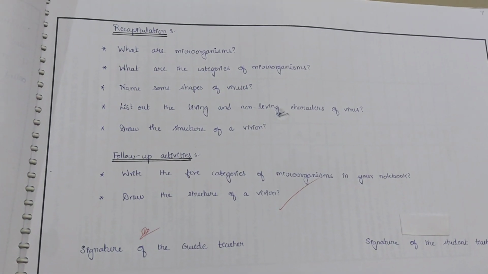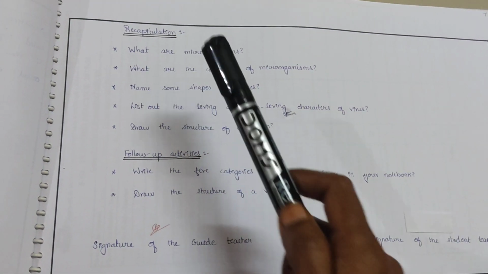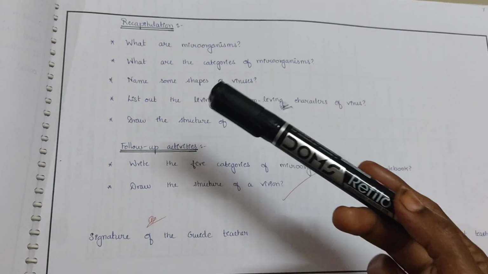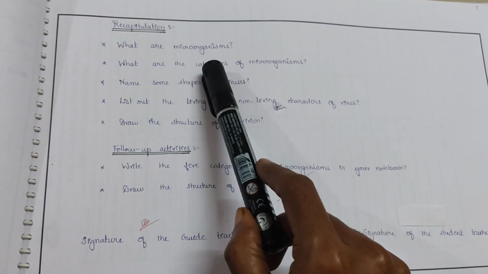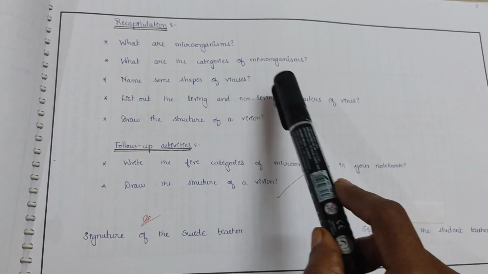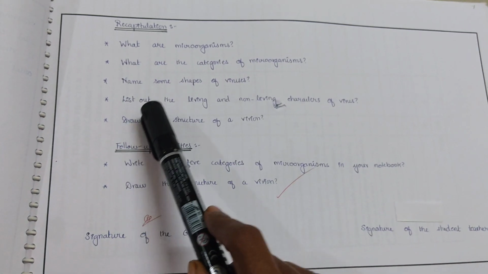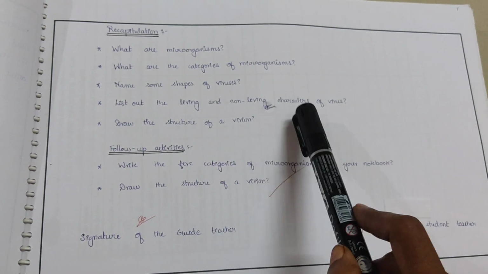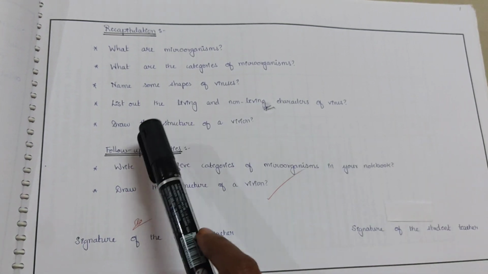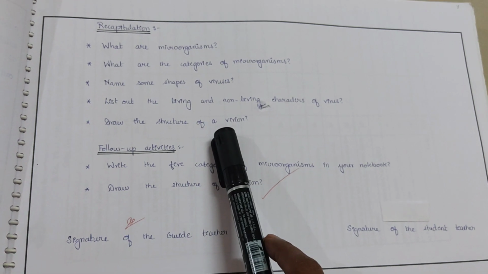Coming to the last part, recapitulation. To recapture what the students have learnt, we are asking a few questions. What are microorganisms? What are the categories of microorganisms? Name some shapes of viruses. List out the living and non-living characters of virus. Draw the structure of a virion.